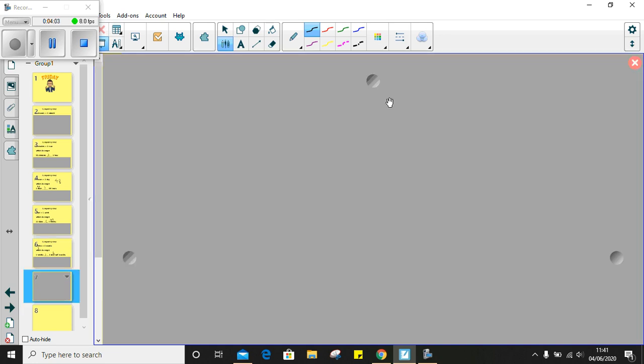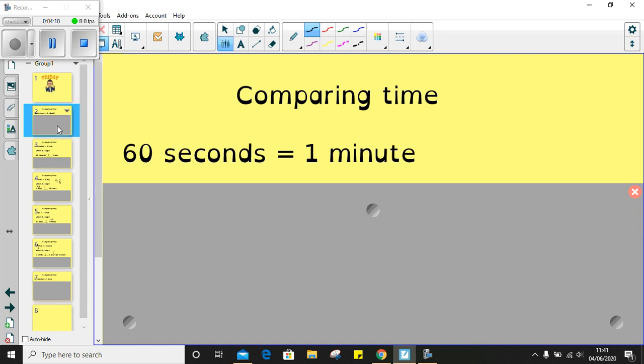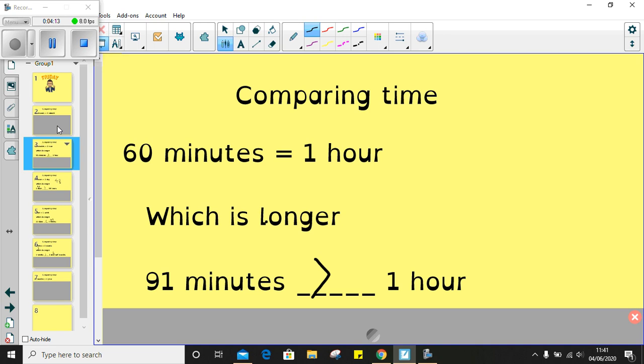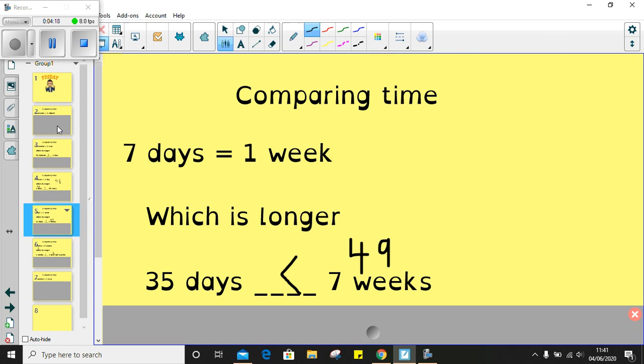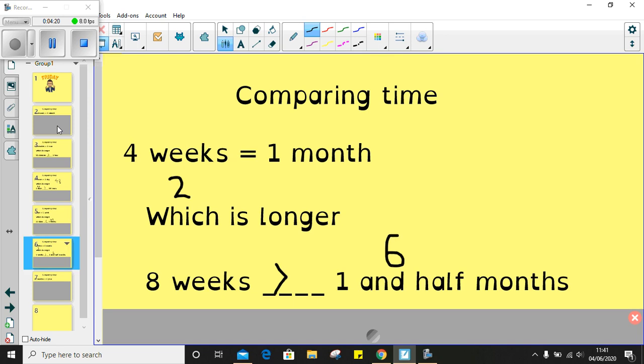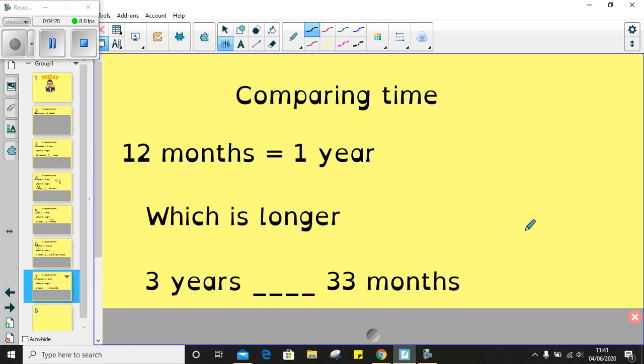Next one that I'm going to look at. There are 12 months in 1 year. So 60 seconds in 1 minute, 60 minutes in 1 hour, 24 hours in 1 day, 7 days in a week, 4 weeks in a month, and 12 months in a year. So which one's longer? 3 years or 33 months? So think about how we figured the last lot out and how you can do this one. Make sure you've paused the video. I'm about to explain it to you.